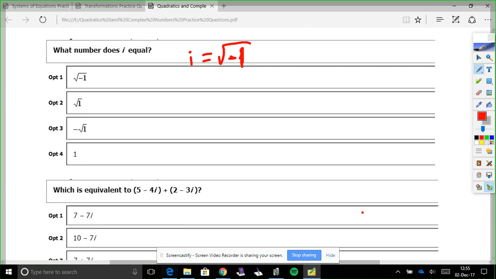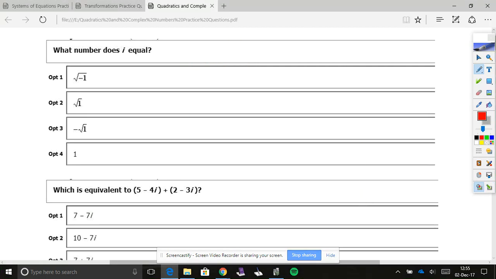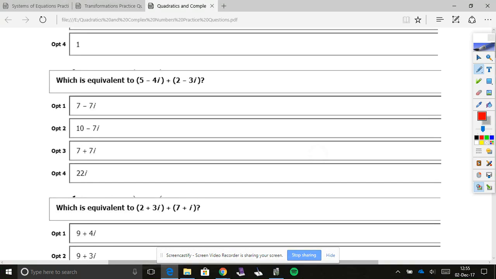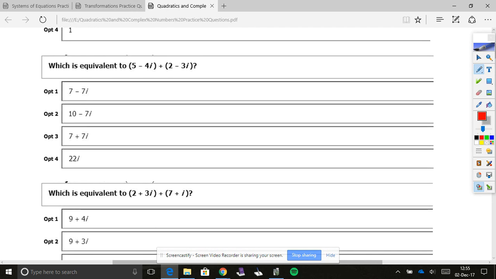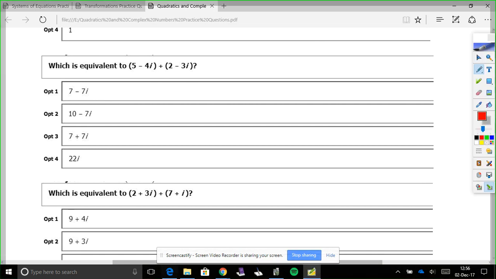So we have the option 1 here, which is equivalent to 5 minus 4i plus 2 minus 3i. So what we've got to do is add these together. Now it's two complex numbers, so add them together. It's basically just combining like terms.